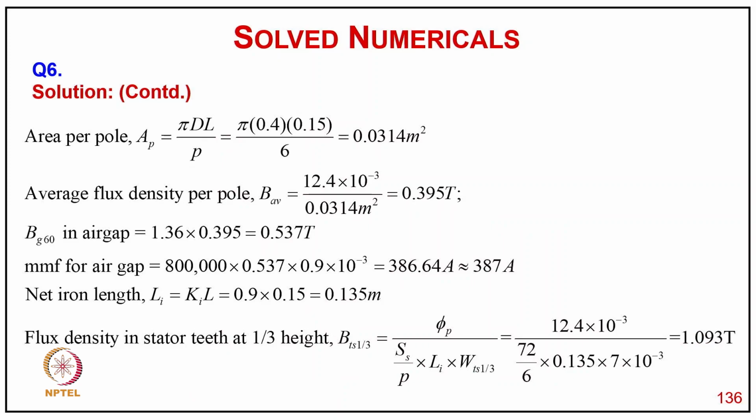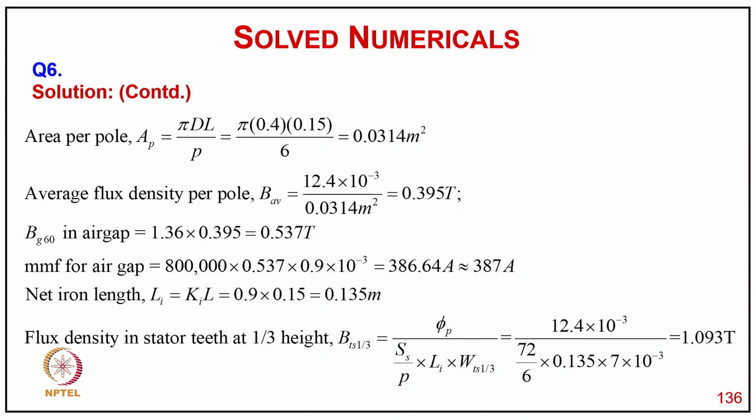The area of pole is AP equal to pi D L upon P, so it comes to 0.0314 meter square, and the average flux density per pole, B average, comes to 0.395 Tesla. The B in the air gap is 1.36 of this, so it comes to 0.537 Tesla. The MF for the air gap is 800,000 into 0.537 into 0.9 into 10 power minus 3, which comes to 387 ampere turns, and the net iron length, Ki into L, becomes 135.